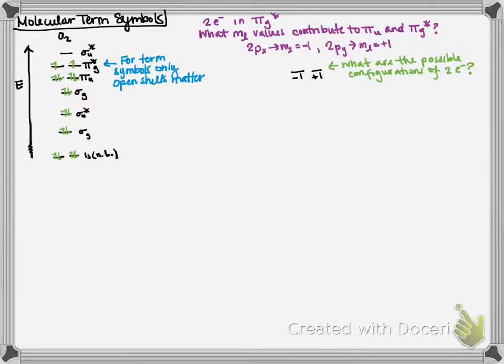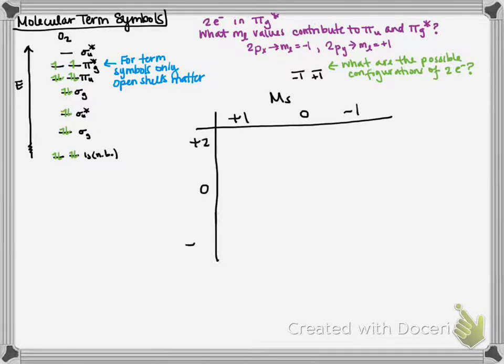They can each be either spin up or spin down without breaking the Pauli exclusion principle, so you can't put two spin ups together or two spin downs together in a single orbital. What are the possible configurations of having two electrons distributed across these two orbitals? I want you to take a minute, think of all the ways you could possibly do that without breaking Pauli exclusion.